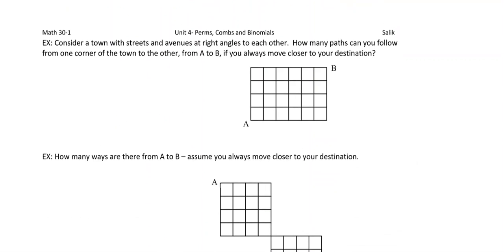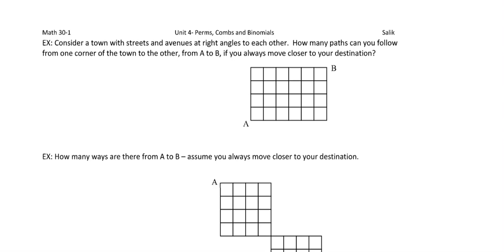All right, so now this is actually the same concept, but it's just kind of a specific skill here, I guess, with the pictures. It's a very common type of question in 30-1 and 30-2. So this one says, consider a town with streets and avenues at right angles to each other. How many paths can you follow from corner to corner of the town to the other from A to B if you always move closer to your destination?